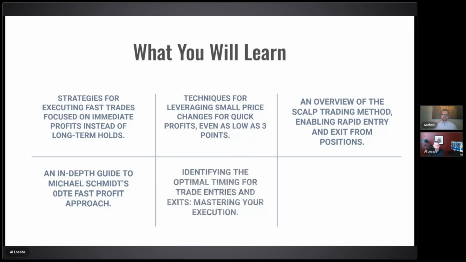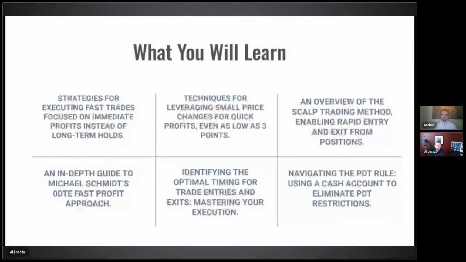All right, so this is an in-depth guide to Mike's 0DTE fast profit approach, identifying the optimal time for trading entries and exits, and navigating the PDT rule using a cash account to eliminate PDT restrictions. So if you can put on a cash account, there's no PDT involved because there's no spread trading here. Okay. So with that, I'm going to turn it over to you, Michael, with your bio.